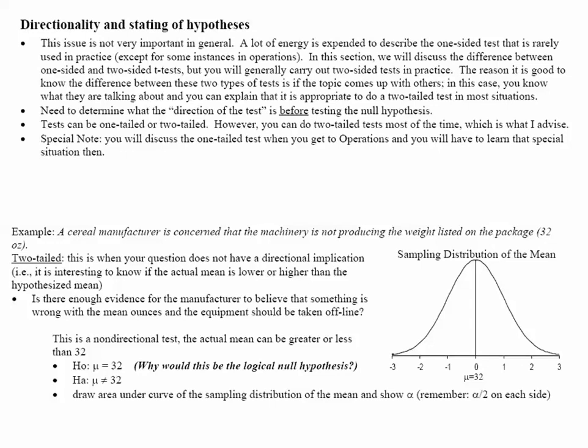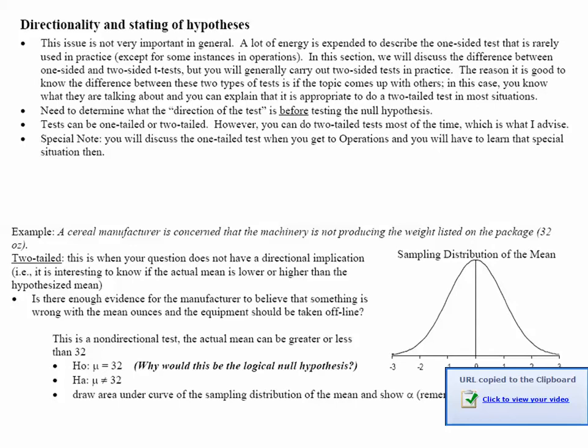So in discussing hypothesis testing, we need to discuss directionality. Now, I want to say up front that this issue, I feel, is not as important as some people will give effort to prove it. But in your operations classes especially, you'll find that directionality is emphasized. So we need to determine what the direction of the test is before we test the null hypothesis. And in this way, the test can either be a one-tailed or a two-tailed test.